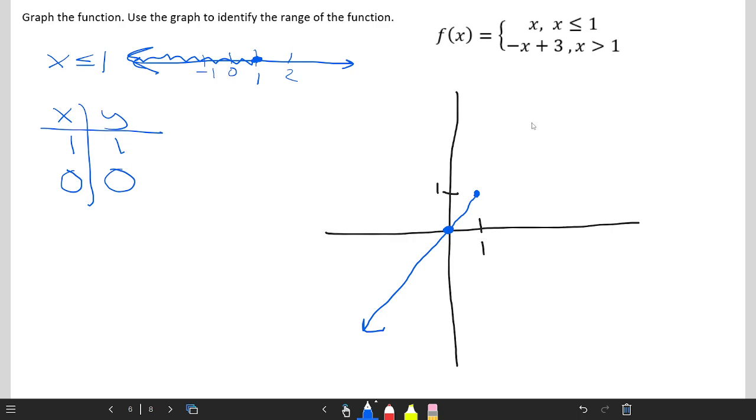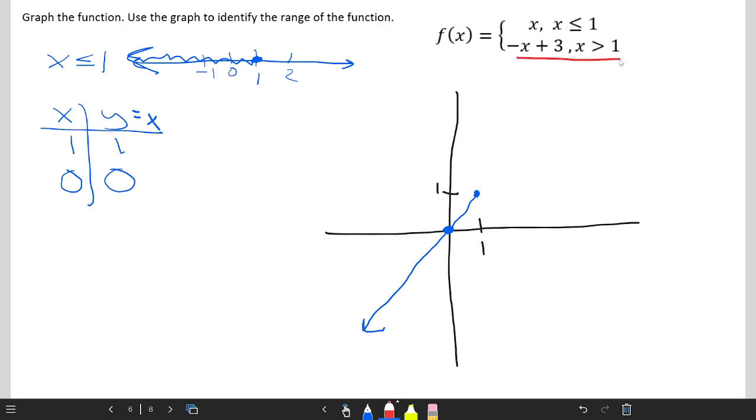So essentially what we've done is we've graphed part of the line y equals x, because that first expression was x. So we graphed part of the line y equals x there. But we only graphed it for x values that were 1 or less.